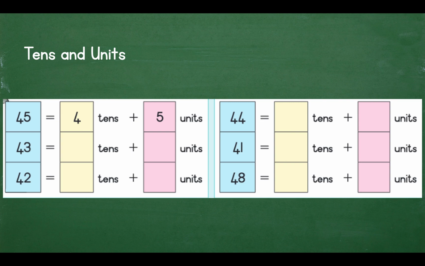So 43 is broken into 4 tens and 3 units. 42 is broken into 4 tens and 2 units. 44 is broken into 4 tens and 4 units. 41 is broken into 4 tens plus 1 unit. And last one, 48 is broken into 4 tens plus 8 units. So 48 equals 4 tens plus 8 units.